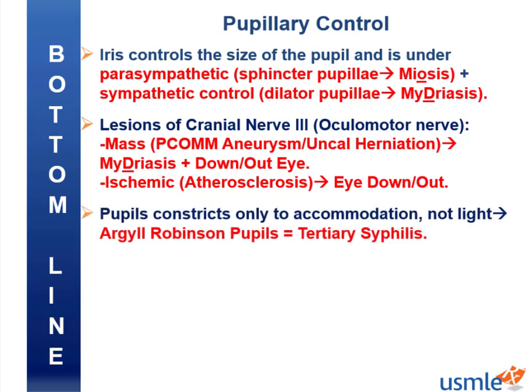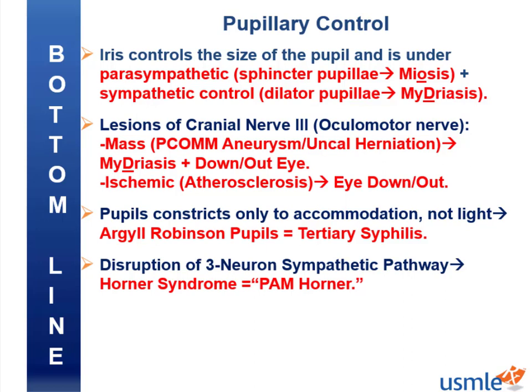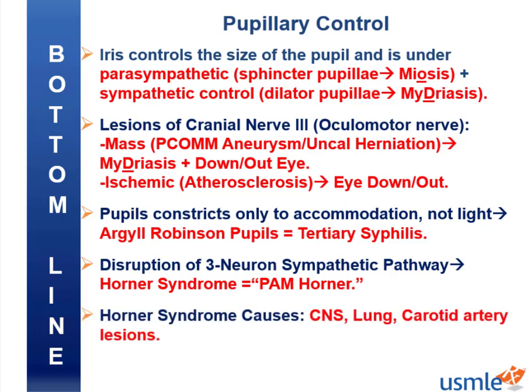Know that pupils that do not constrict to light but do constrict to accommodation are referred to as Argyll-Robertson pupils and represent tertiary syphilis. The Horner syndrome is the highest yield application of the sympathetic pathway and can occur due to disruptions to any of the 3 neurons in the sympathetic pathway. Recall its features with the mnemonic PAM Horner, with P for ptosis, A for anhidrosis, and M for miosis. Lastly, know the general causes of the Horner syndrome. Mainly CNS lesions, like a lateral medullary stroke, lung lesions, like a Pancoast tumor, and carotid lesions, like a cavernous sinus syndrome.